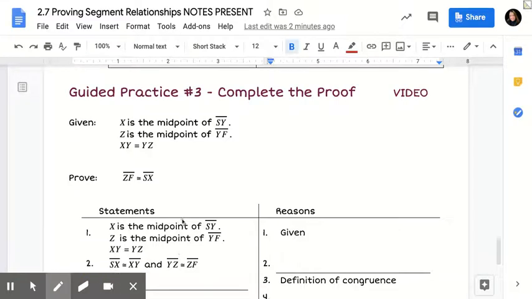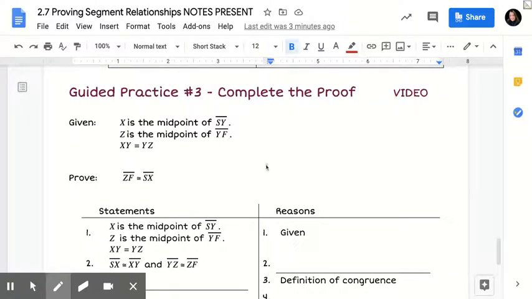Okay, for this guided practice, the given information is that X is the midpoint of SY and Z is the midpoint of YF. And they also tell me that the length of XY is equal to the length of YZ. So, in order to help me understand this problem a little bit better, I'm going to draw a picture.